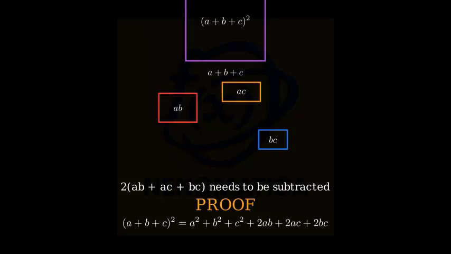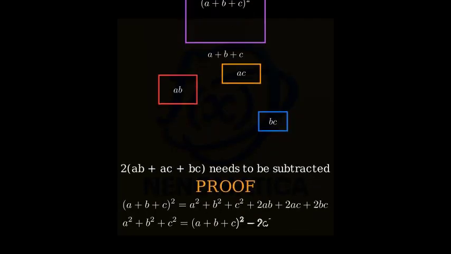Now, let's rearrange this equation to isolate a squared plus b squared plus c squared. We can subtract 2ab plus 2ac plus 2bc from both sides. This gives us a squared plus b squared plus c squared equals the square of a plus b plus c, minus 2ab minus 2ac minus 2bc. We can factor out the 2 from the subtracted terms to get a squared plus b squared plus c squared equals the square of a plus b plus c, minus 2 times the quantity ab plus ac plus bc. And this is exactly the identity we stated at the beginning.